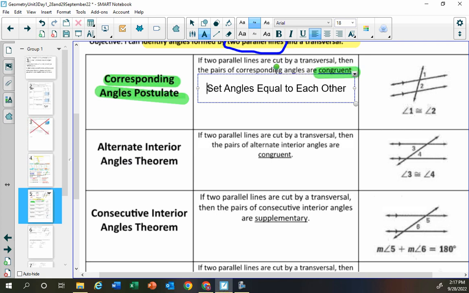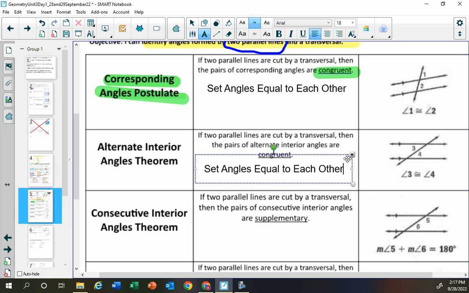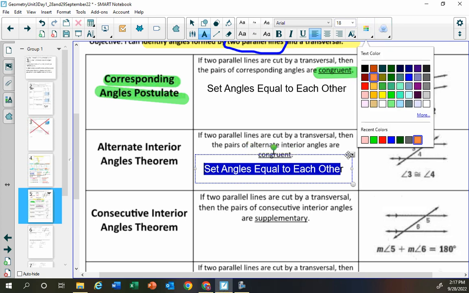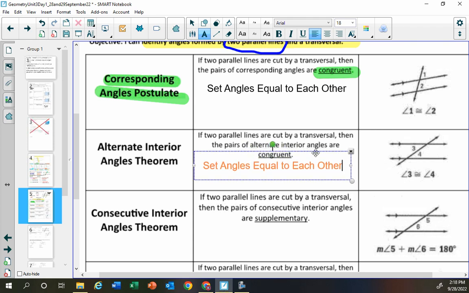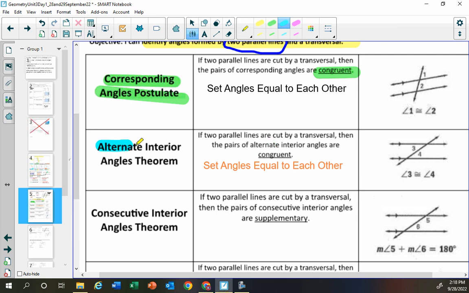Alternate interior angles, same thing. Set angles equal to each other. Again, same thing. Set angles equal to each other. So you see, if you have alternate interior angles, sorry, I'm sounding like a broken record. Set equal to each other.